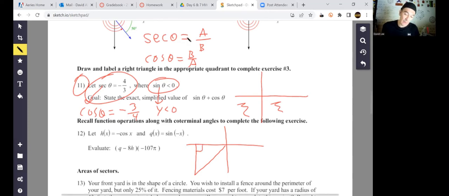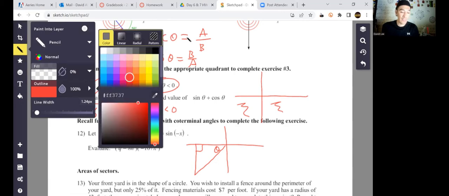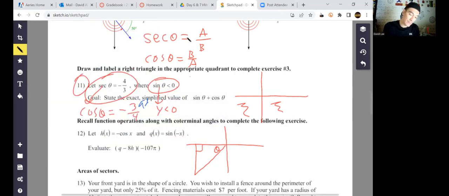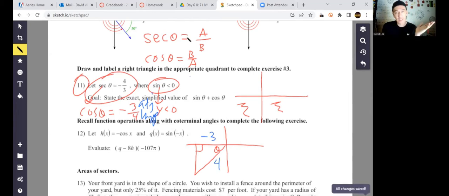So let's see. Theta's there. I need some numbers on this picture. We recall that cosine could also be looked at as SOHCAHTOA. Cosine is adjacent over hypotenuse. So my adjacent would be negative 3 because you go to the left, and then my hypotenuse is 4, and it's always positive for the hypotenuse. And the Pythagorean Theorem would give you 16 minus 9, which is 7, but it's negative because you go down. So the triangle is legit.